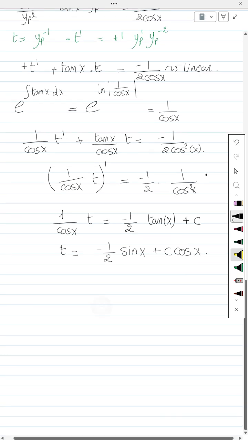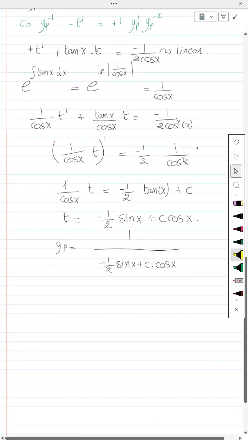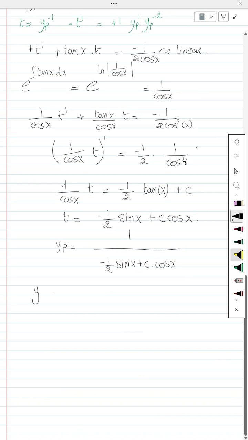And t is equal to yp to the power of minus 1. So yp is going to be 1 over minus 1 over 2 sine x plus c times cosine x. And now, as we said before, the general solution is going to be y equal to y0 plus yp. So it's going to be sine x plus 1 over minus 1 over 2 sine x plus c times cosine x.